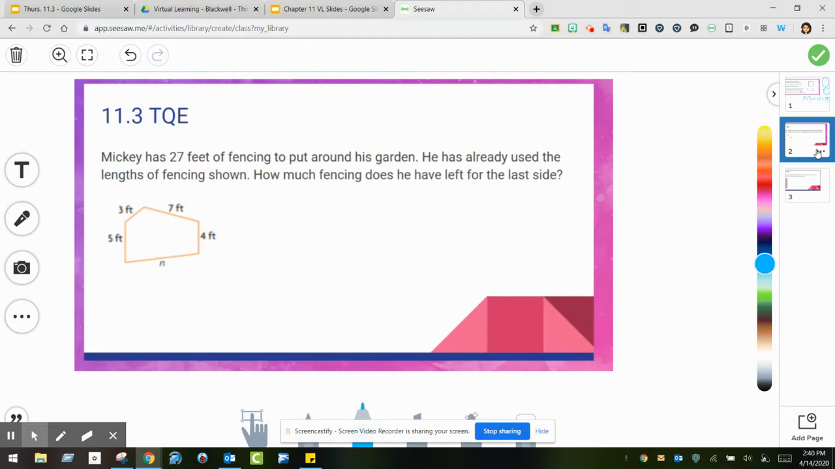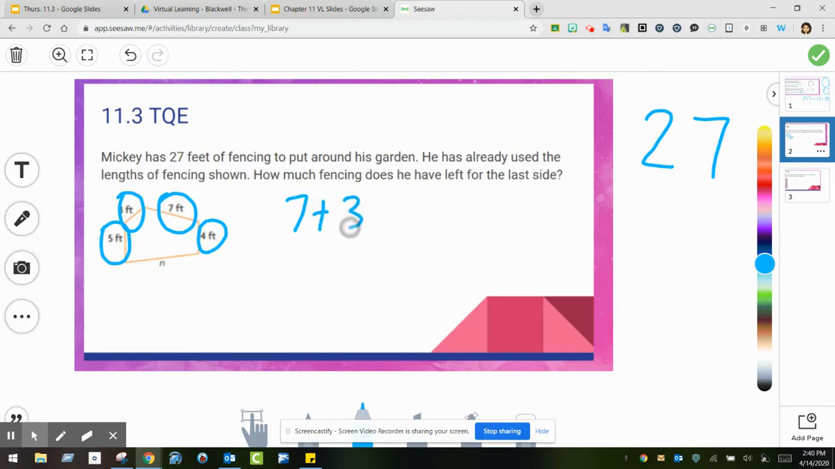Okay, so I know my grand total is 27, and I have these measurements so far. So first, I need to figure out how much fencing I have already. What should I do? The best way to move forward would be to add. So I'm going to go ahead and start adding up my measurements.